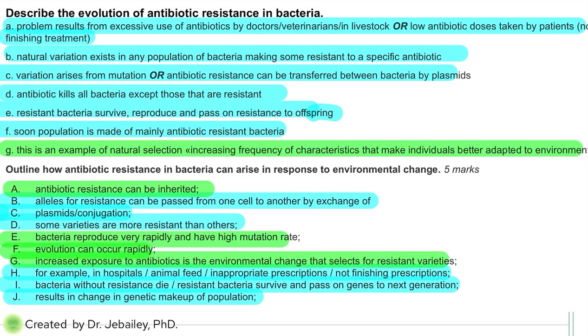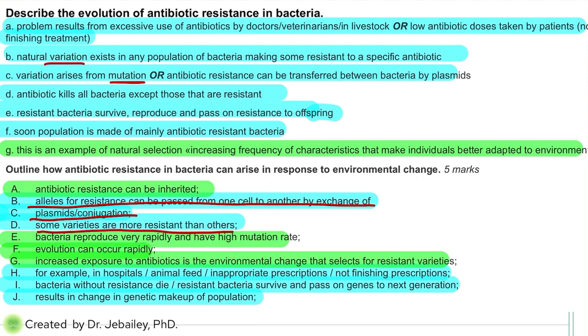So what would you do? You basically would write one mark scheme in which you cancel the blues and then you add the greens, and then you have the perfect match of a mark scheme. So the first thing I would mention is about having different variations. And then you can say that the variation arises from what? Mutation. And you can also talk about how antibiotic resistance alleles can pass from one cell to another by plasmid conjugation. And you can say that some varieties are more resistant to others.